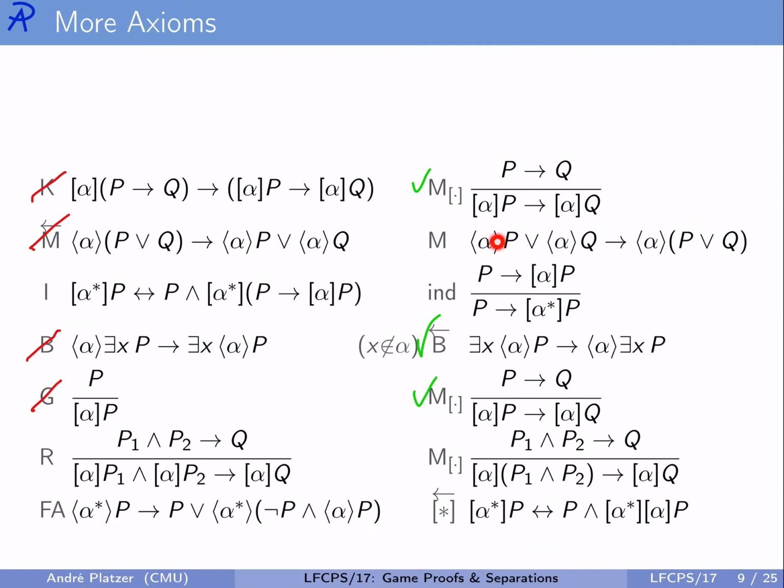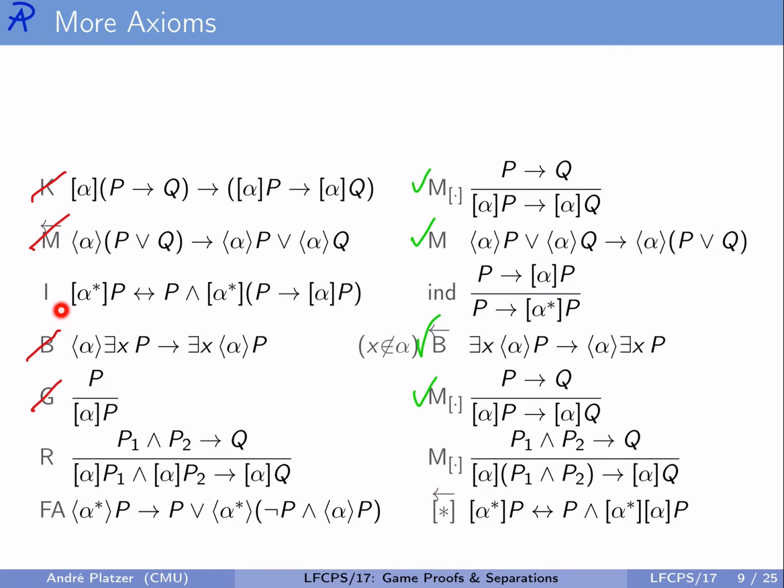What about the converse direction of monotonicity? Well, if Angel has a winning strategy in the hybrid game alpha to get to P, or if she has a winning strategy in the hybrid game alpha to get to Q, then either way, she has a winning strategy to get to P or Q, because she even has a winning strategy to consistently go to P or to consistently go to Q. So certainly the disjunction will be a piece of cake. So that one works.